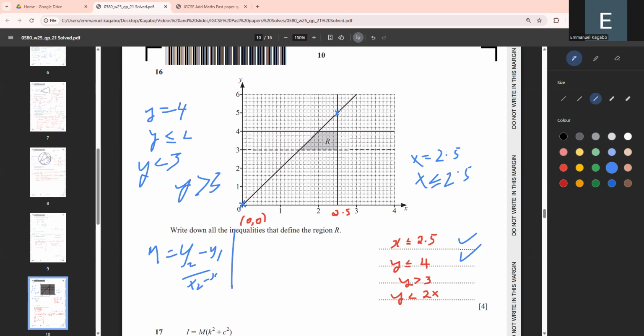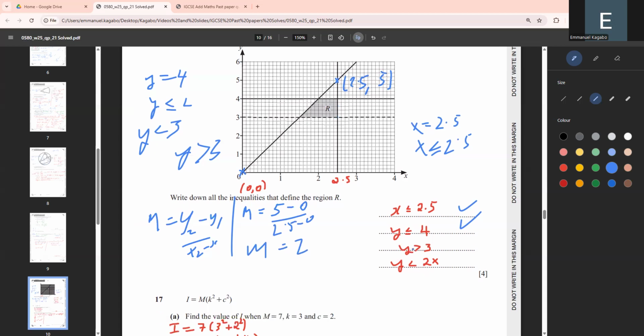Okay, so if I do that, the gradient here is going to be what? What's the y value here? The y value is 5. You get that? Minus 0, because I'm using this as my coordinate, and 0, 0. Then 2.5 minus 0. So the gradient is 2, and the y-intercept is 0. That's why my equation is that.